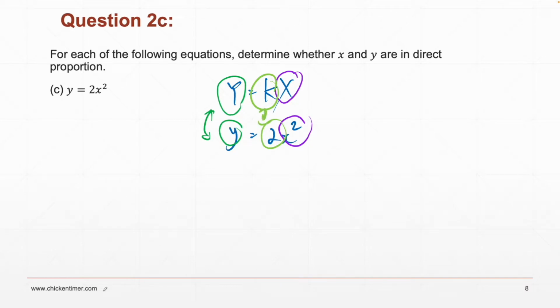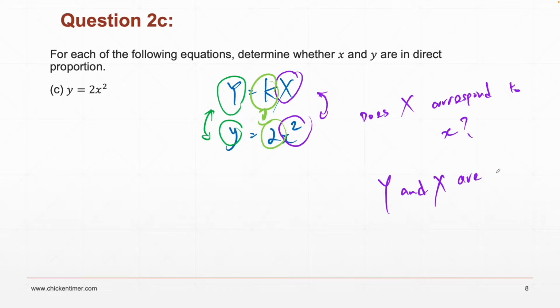So in this case, we have to ask, does capital X correspond to small x? It doesn't. But it corresponds to x squared. So in that case, we will say that y and x are not in direct proportion.